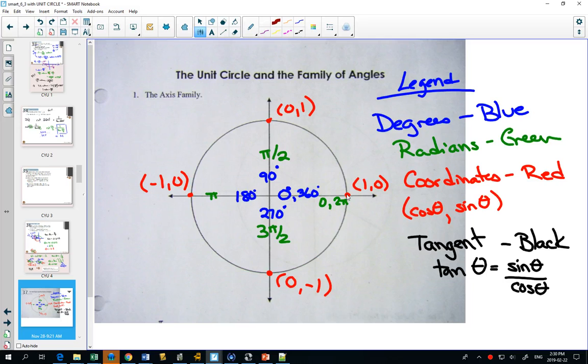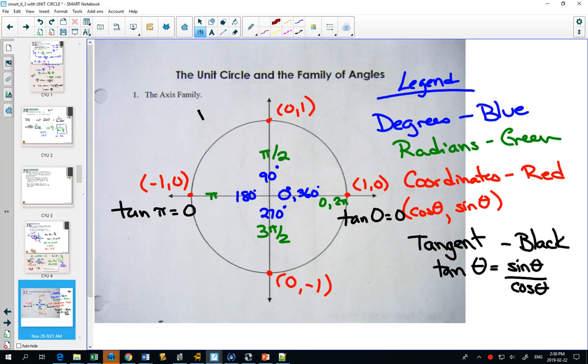We can also, and we're going to label it in black, what's tan of 0? Well, our other big idea is that tan is always sine over cos, which on our unit circle means the y-coordinate divided by the x-coordinate. So tan of 0 will be 0. For the same reason, tan of pi will be 0.